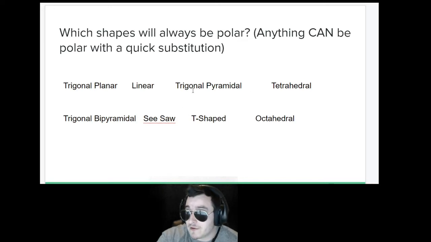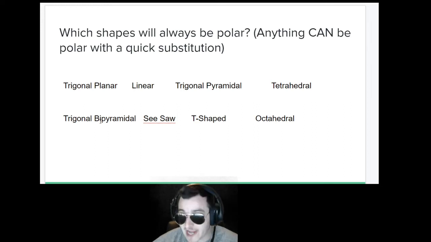Trigonal pyramidal. This shape of molecule has a lone pair on its central atom. Therefore, no matter what the atoms are that are attached to the central atom, this molecule will always be polar. Tetrahedral. No lone pairs. As long as every atom attached is the same, it's a nonpolar molecule. Same story for trigonal bipyramidal. There's no lone pairs, so as long as every atom attached is the same, and what I mean by the same is, are they all hydrogens? Are they all chlorines? Not a mixture of chlorines and hydrogens.